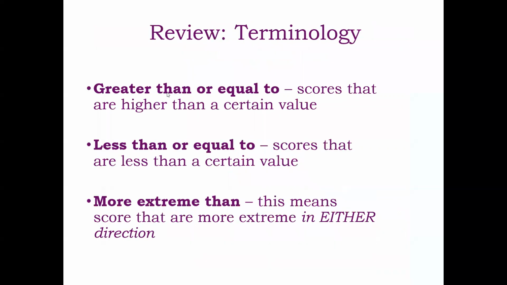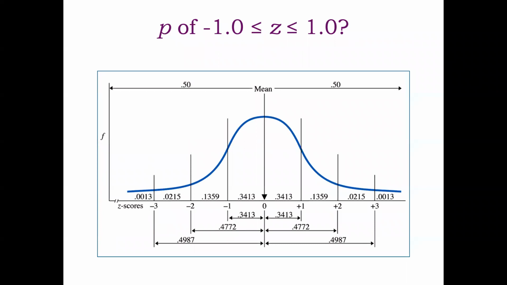My voice is going. Okay. So more terminology. We saw this a couple weeks ago. Greater than or equal to, scores that are higher than a certain value; less than or equal to; less than; and importantly, more extreme than. This just means the scores are more extreme in either direction. So let's walk through that a little bit.